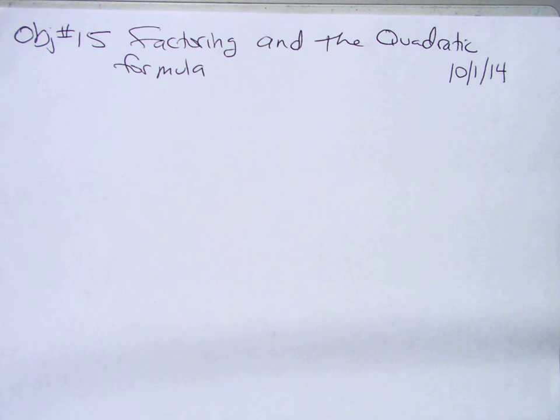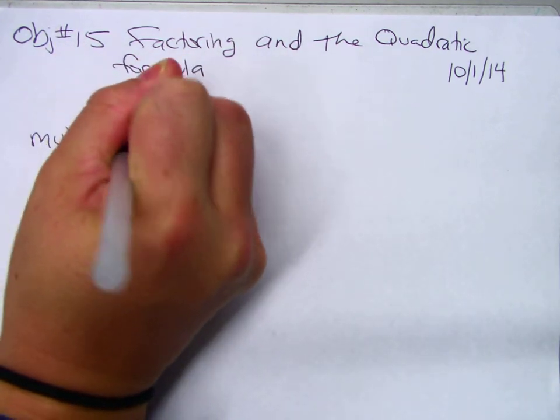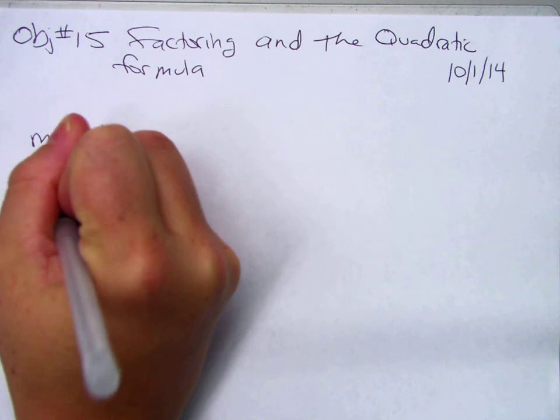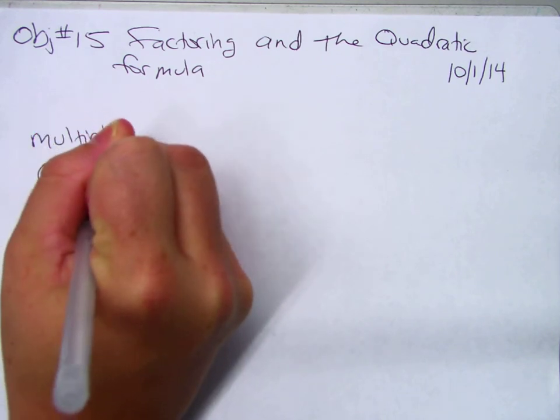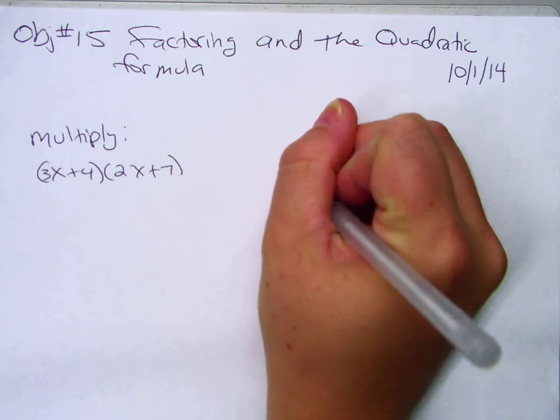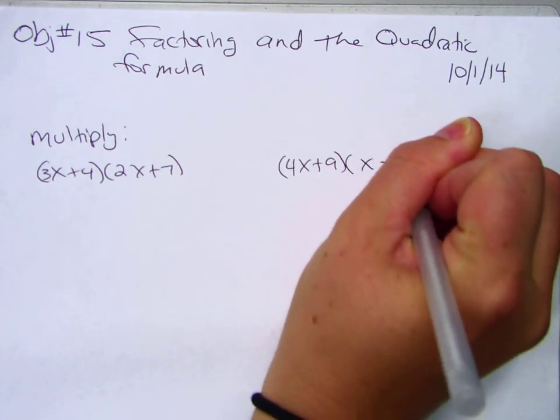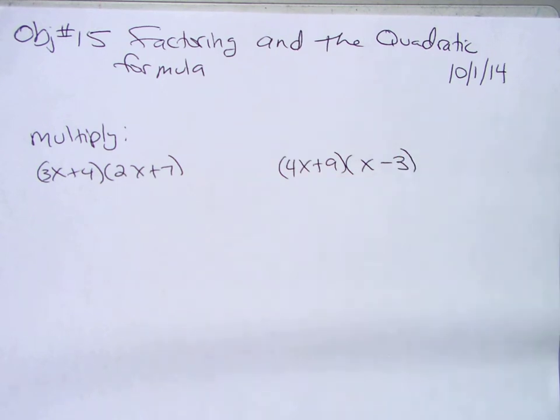This is pre-calculus, and we are doing a review of factoring more difficult problems and the quadratic formula. Let's start with multiplying some binomials. We have 3x plus 4 times 2x plus 7, and then 4x plus 9 times x minus 3. So multiply those out, pause the video.